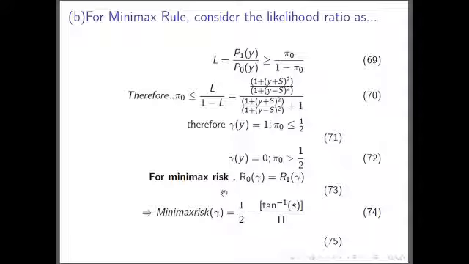For minimax risk, we know the condition to be R0 of gamma is equal to R1 of gamma, that is we equate both the costs. Thus, we have minimax risk is equal to 1 by 2 minus tan inverse S divided by pi.